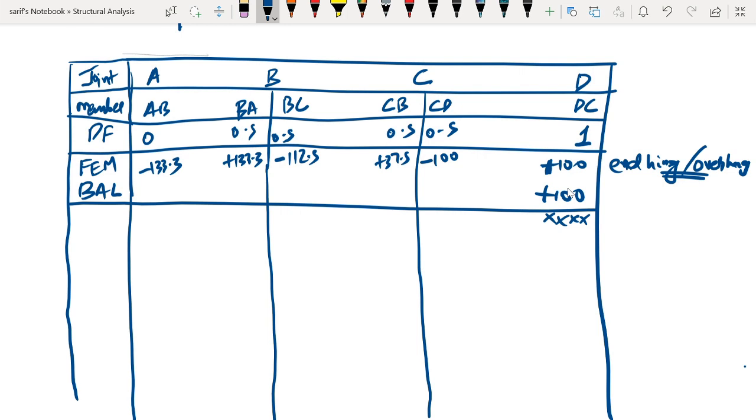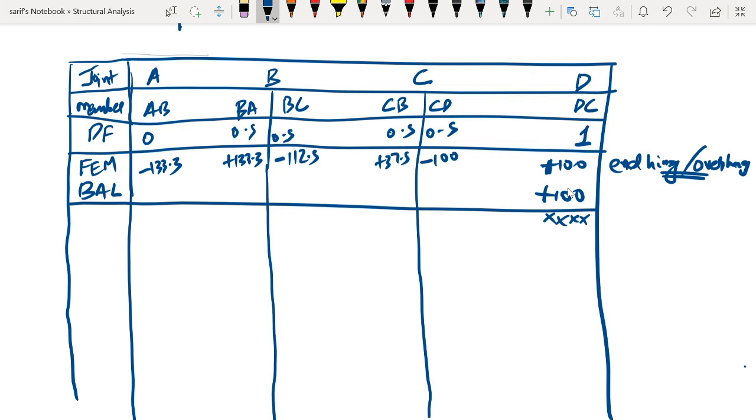How do we balance joint B? What we have to do is first find the net moment that is acting at joint B. The net moment that is going to act at joint B is 133.3 minus 112.5. So that is 20.8. 20.8 is the net moment that is acting at joint B, so it is a plus 20.8. That is the net moment at B. So for the joint B to be in equilibrium, we have to apply minus 20.8 at joint B.